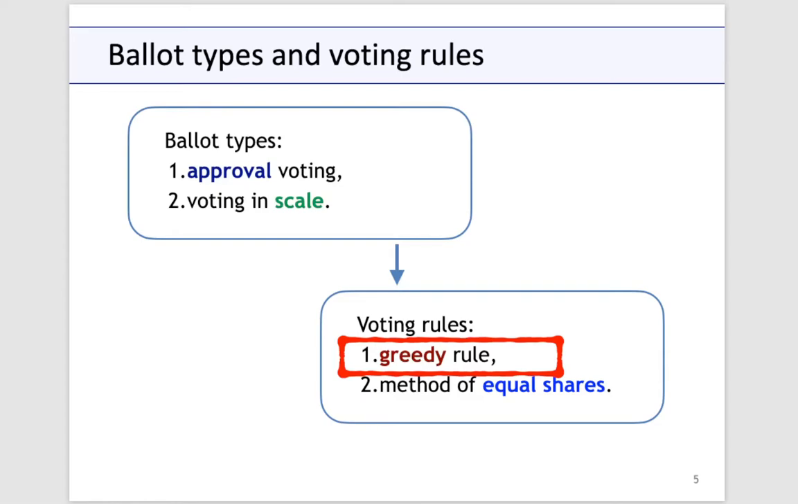This rule is simple, but it is a bad rule. I will now explain the problems with the greedy rule based on simple illustrative examples, and then based on data coming from real elections carried out in major Polish cities. In the next part of the talk, I will explain an alternative, a method which in the literature is called the method of equal shares, which doesn't have the problems that appear in the greedy rule.